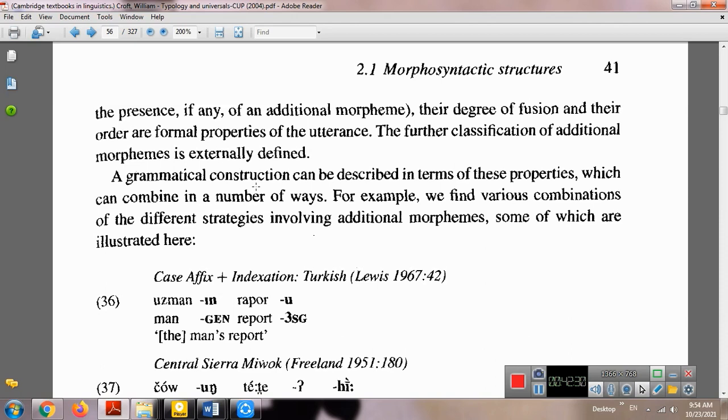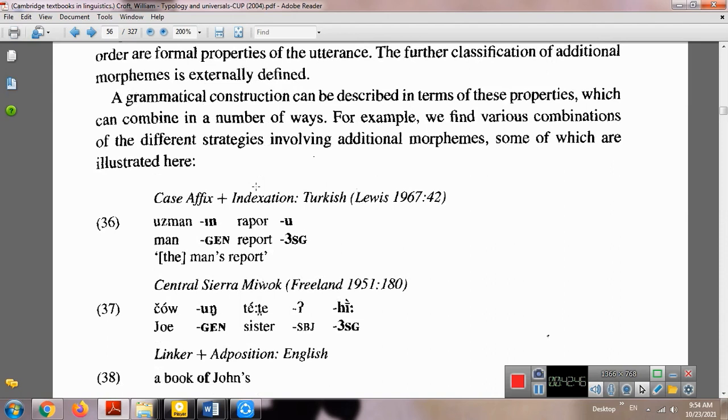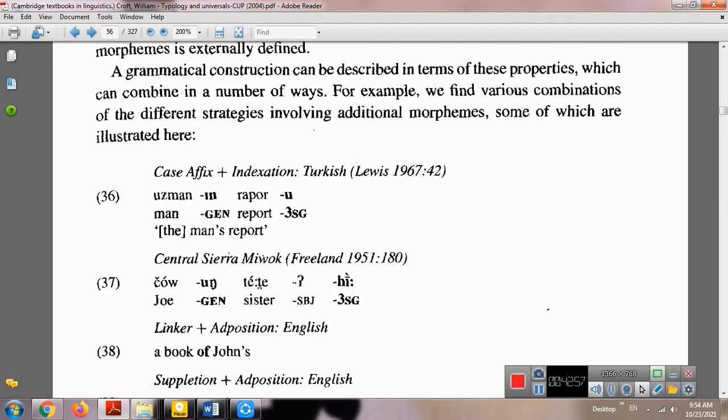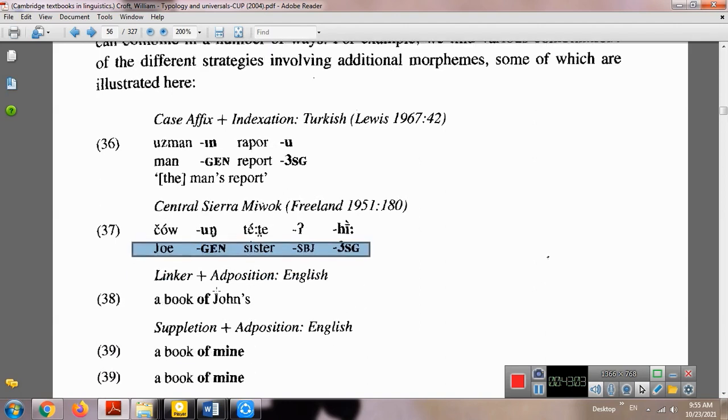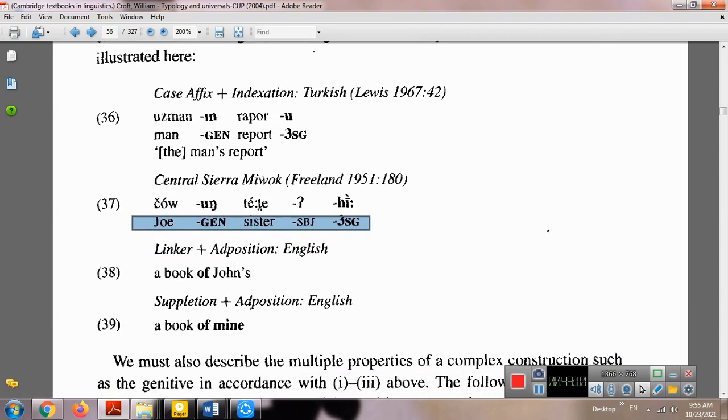A grammatical construction can be described in terms of these properties, which can combine in a number of ways. For example, we find various combinations of the different strategies involving additional morphemes, some of which are illustrated here. For example, we have case affix plus indexation, like in Turkish, which is genitive and indexation, which is the man's report, or certain serial in Miwok, which you can see in this way, or a linker plus adposition in English, a book of John's. Suppletion plus adposition in English, a book of mine.